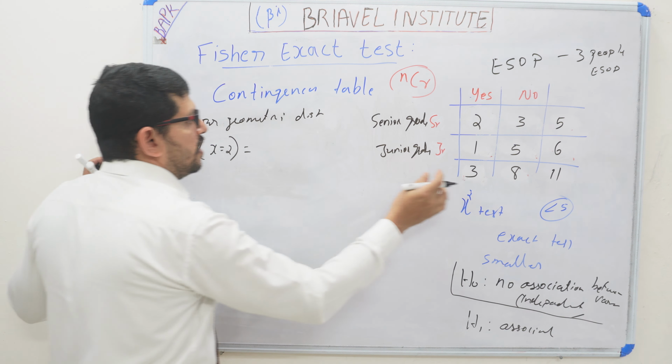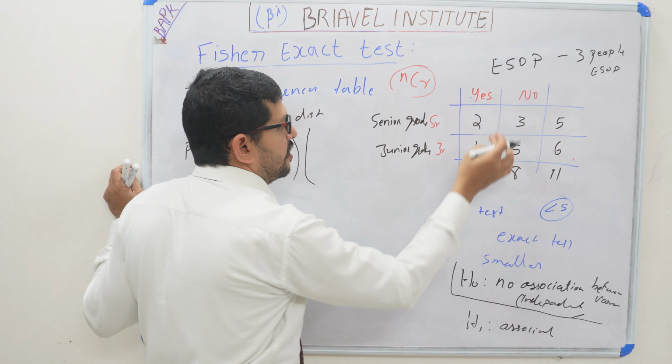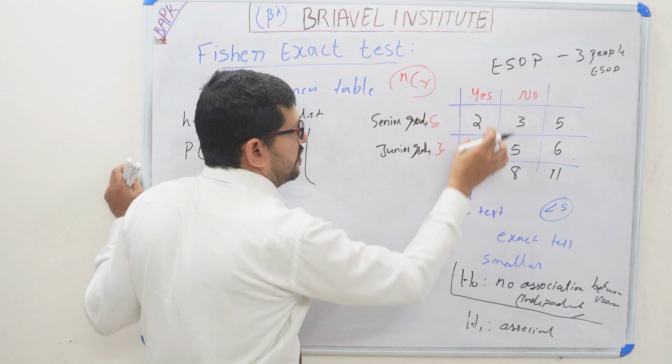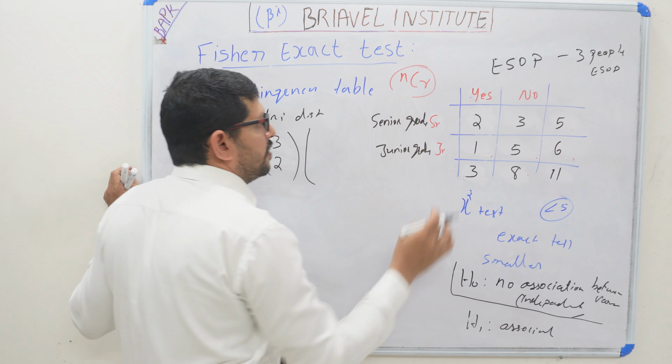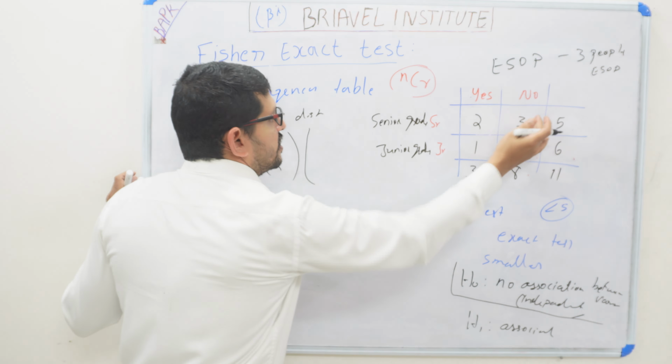So NS1, we know this NS1 is a 3. Out of 3, we have NS1Y1, this is a 2. And this is a combination. Out of 3, 2 people got the ESOP. So 3 is the total number who received ESOP. In the next case, out of 8, 3 people in senior grade did not get the ESOP.